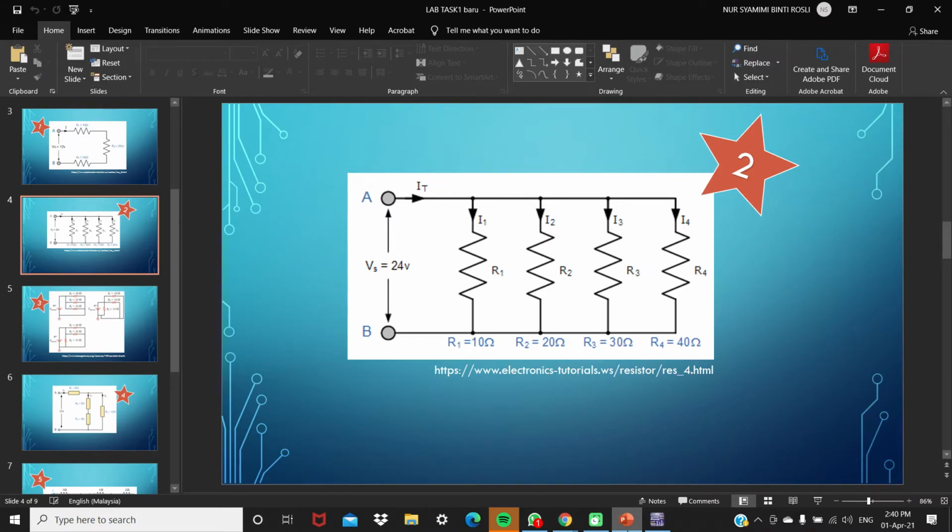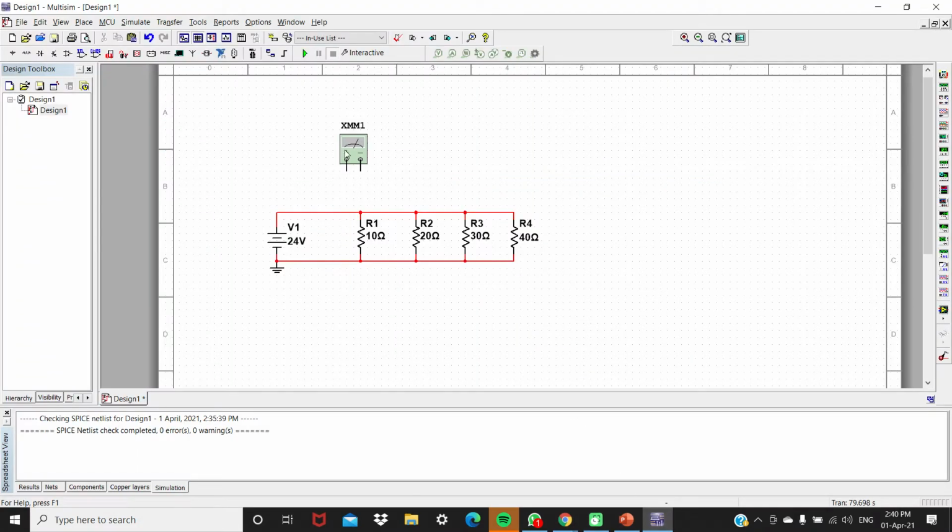Okay, all right. So 10, 20, 30, 40. Yes, correct, 24 volts. Okay, now let's measure, one step at a time. First of all, let's measure the voltage across V1, meaning we should get 24 volts across.